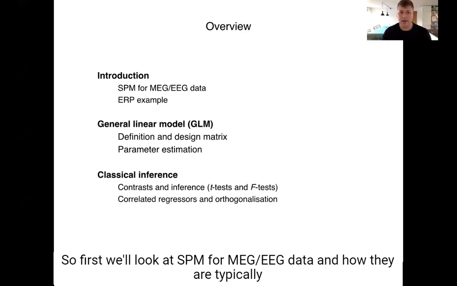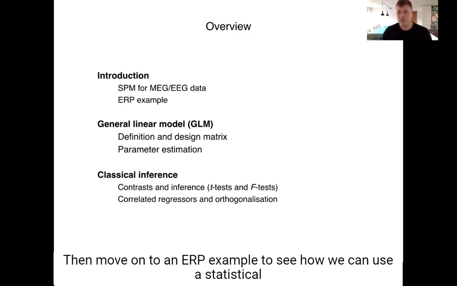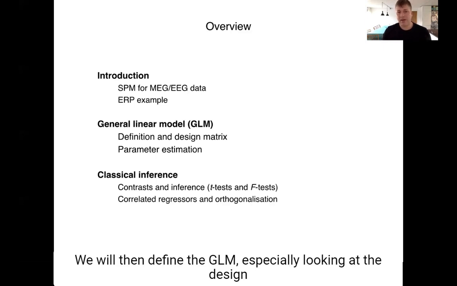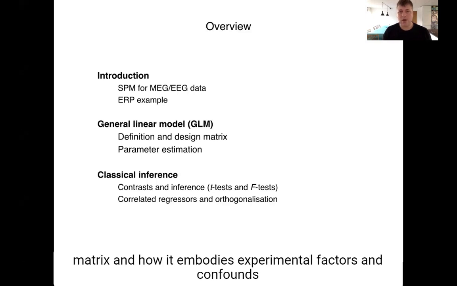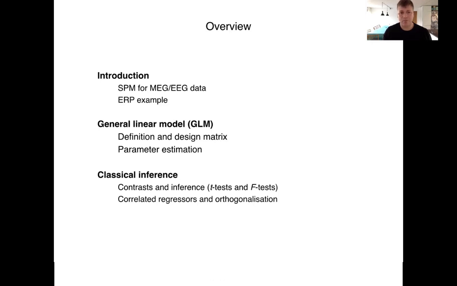So first we'll look at SPM for MEG and EEG data and how they're typically analyzed using the GLM, just an overview. We'll then move on to an ERP example to see how we can use a statistical test on ERP data. We'll then define the GLM, especially looking at the design matrix and how it embodies the experimental factors and confounds. And then look at parameter estimation, so how to estimate the parameters of the model.